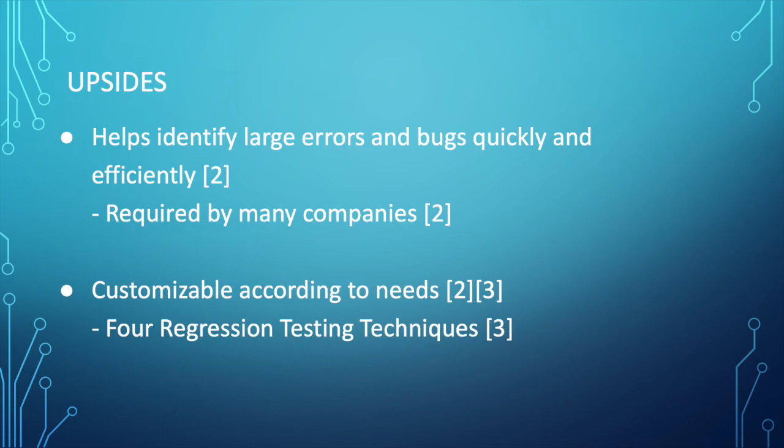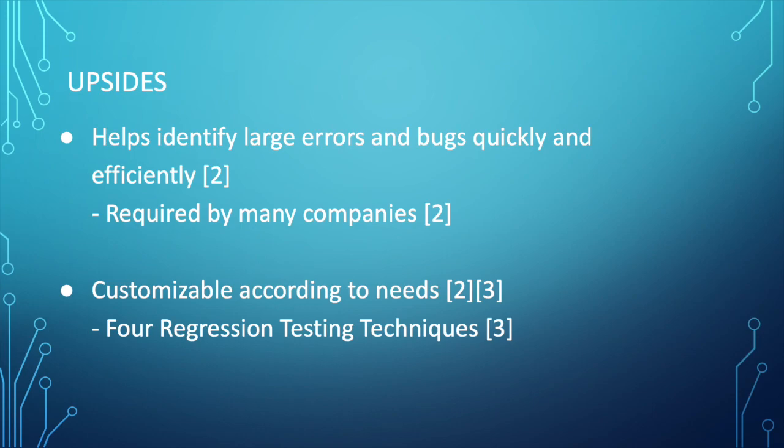Regression testing is also really customizable according to the needs of the software. And there's 4 regression testing techniques that are used. The first one is a retest all method, in which all the test cases in the test suite are rerun. The second one is regression test selection, and this allows us to omit the non-usable test cases from the test suite, and will only allow rerunning the test cases which will most affect the application.